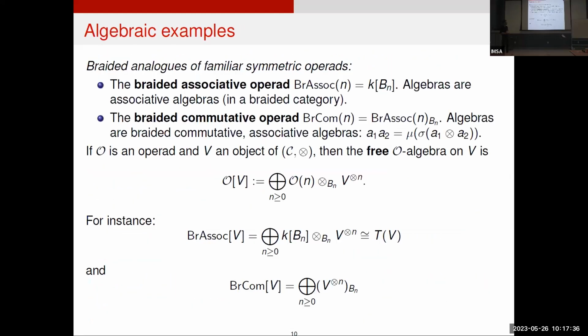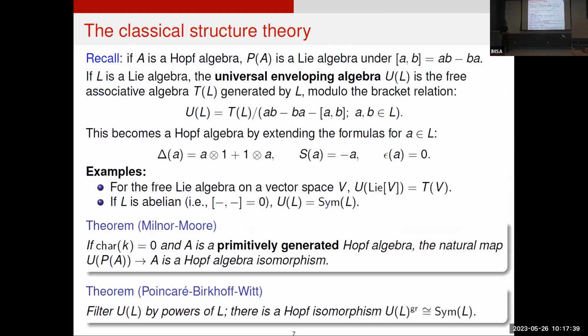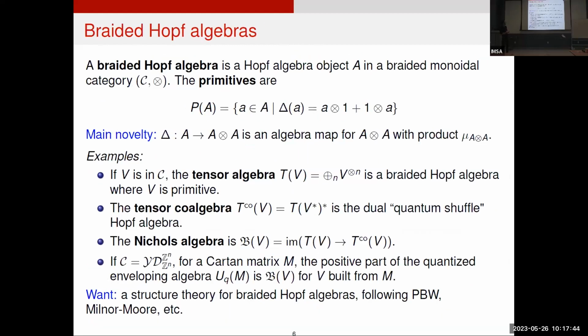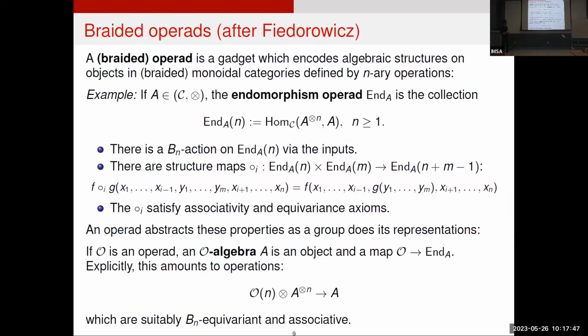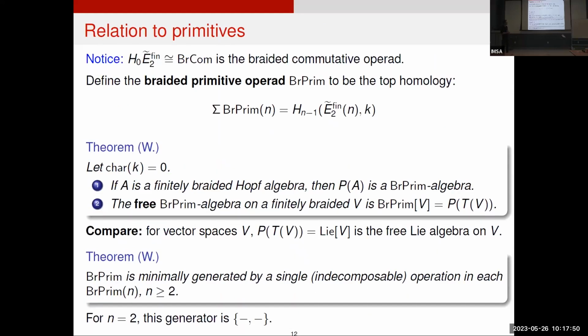Exactly, this is the braided analog of the statement that, where is it? The primitives, well, it's gone now. The primitives in the tensor algebra are the free Lie algebra on B. Oh, I think I have it right here. Yes, the primitives in the tensor algebra are the free Lie algebra on B. So this is at least capturing free objects. To me, it is the correct replacement notion of a Lie algebra, or if we want to encapsulate the primitives in the data.